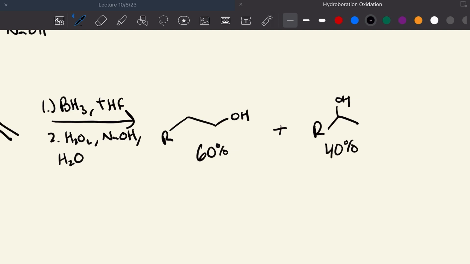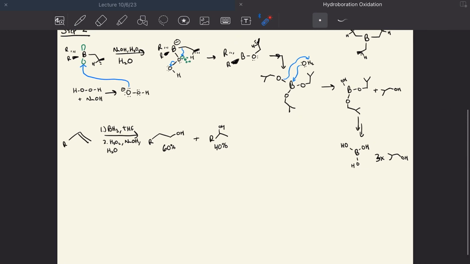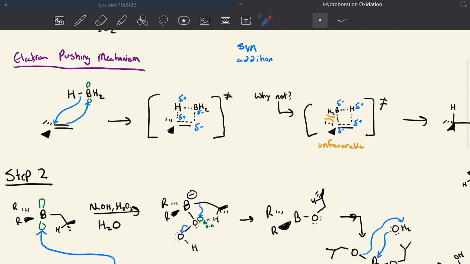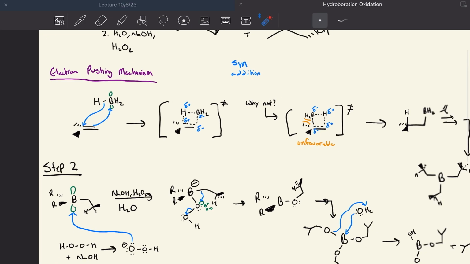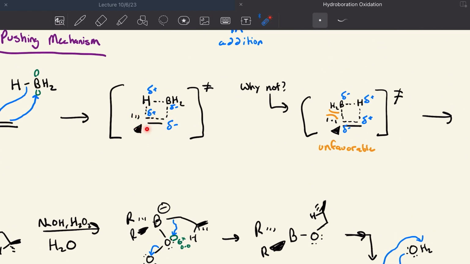And remember, from what I said before, this all relates to where the boron will bond. So in this case, the BH2 group bonded to the least substituted carbon, and in this case, it bonded to the more substituted carbon. And this all has to do with sterics here. So the reason this alcohol here is favored is because there's less steric interaction between these groups compared to the steric interaction between these groups and these hydrogens coming off here.